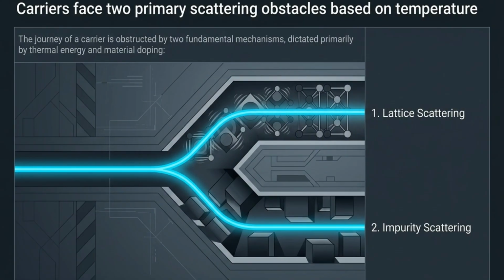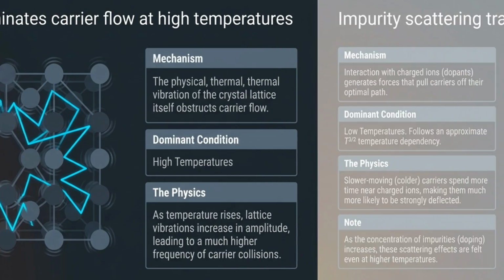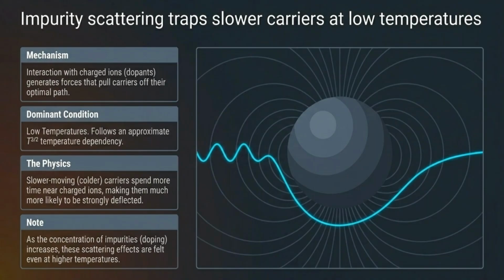The journey of a carrier is obstructed by two fundamental mechanisms, dictated primarily by thermal energy and material doping: lattice scattering and impurity scattering. Lattice scattering, caused by the thermal vibration of the crystal lattice, dominates at high temperatures. As temperature rises, these vibrations increase in amplitude, leading to more frequent carrier collisions. Impurity scattering occurs due to interaction with charged ions, or dopants, and is the dominant condition at low temperatures.